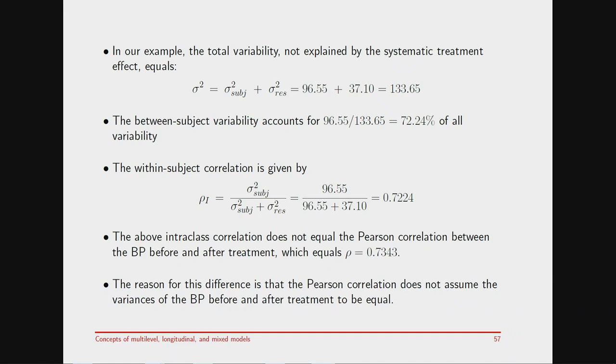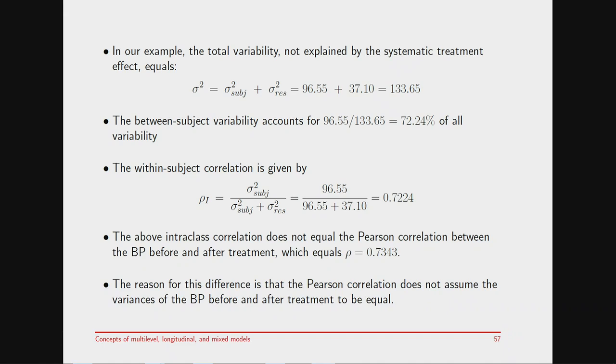There's one subtle, small, tiny difference. If you say, okay, I have paired observations, and now I'm interested in calculating the correlation between them, what would you typically do? You would just calculate the correlation between your observations before and the observations afterwards, the Pearson correlation coefficient. That's not going to be the 0.72. If you do the calculation, you will get a Pearson correlation coefficient of 0.73. It's not much different, but it's slightly different.